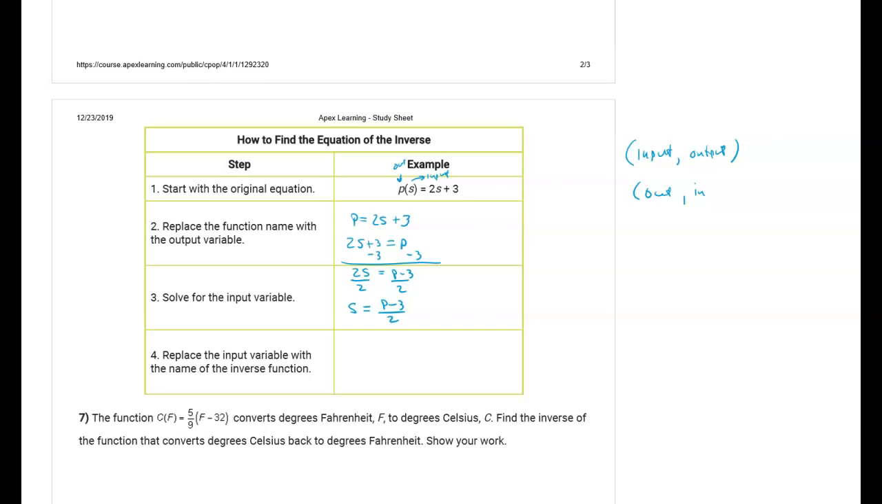Now, with this, what you have to understand is that in the inverse function, this is now my output, and p is now my input. So when I write function notation, my output s with respect to my input p is equal to (p minus 3) all over 2. So you're basically rewriting the function by flip-flopping the input and the output, and writing your final answer in function notation.